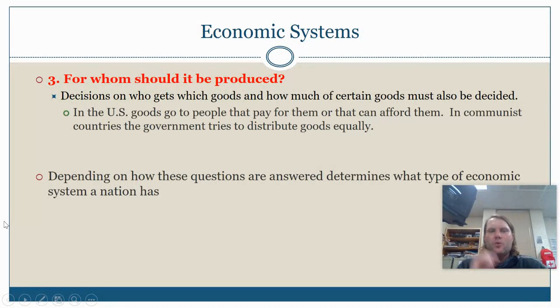We've got to figure out who gets what. This is basically answered in the United States. You have to be able to afford something to be able to get it. So very simple. How do we figure out who gets it? Well, I have to be able to afford it to have it. Some countries distribute things a little bit more equally.